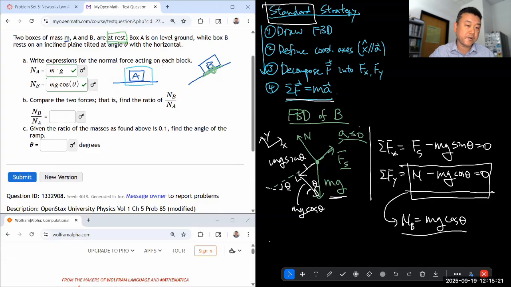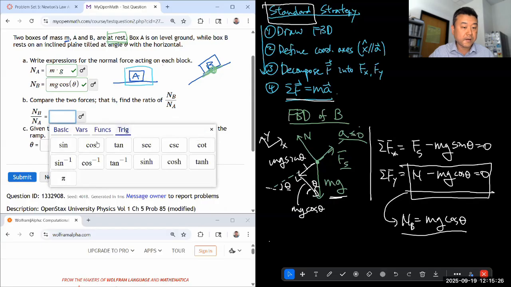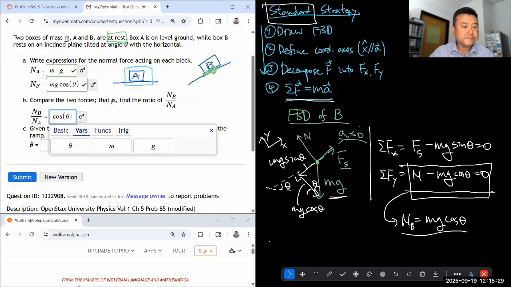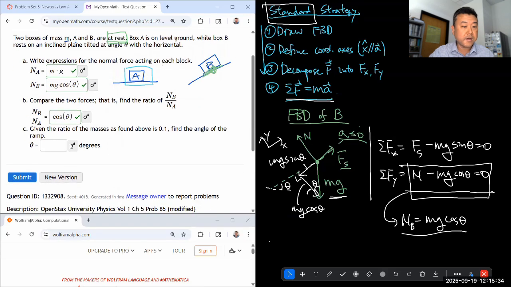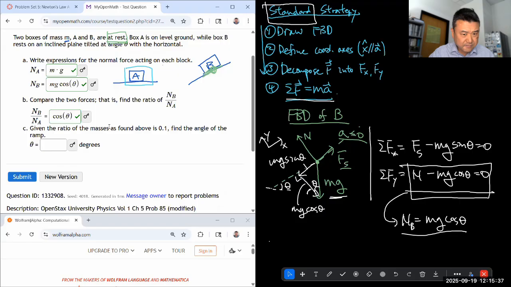Compare the two forces. Here I have these answers, so this divided by that should just give me cosine of theta, I think. Don't know if it's meant to be more complicated than that. Oh yeah, and consider the ratio of the masses. I think it meant to say the ratio of the normal forces. Yeah, let me report it to the author. There might actually be a typo in OpenStax itself. I'll go check after this.